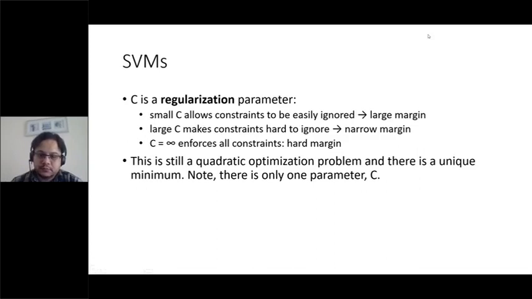A hard margin SVM doesn't accept any errors, any misclassification, and the soft margin does accept errors, so it ignores some points so that it gets a larger margin. Yes, and by how many points will it ignore?